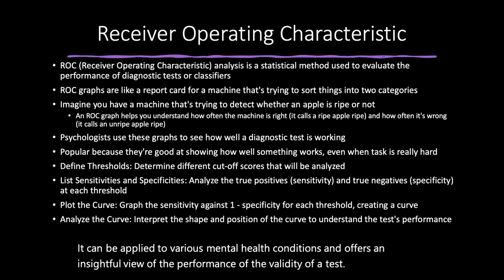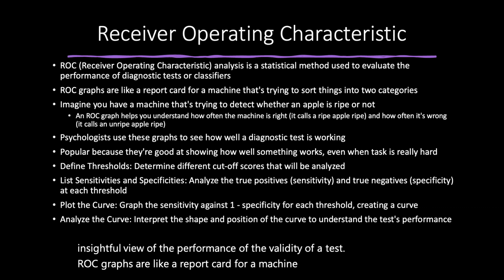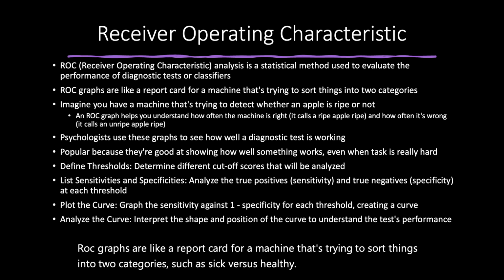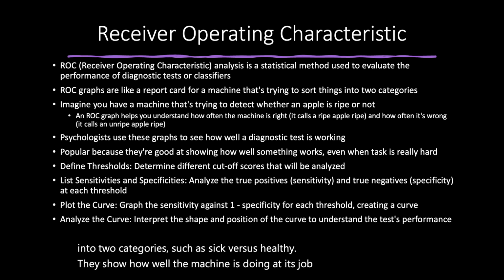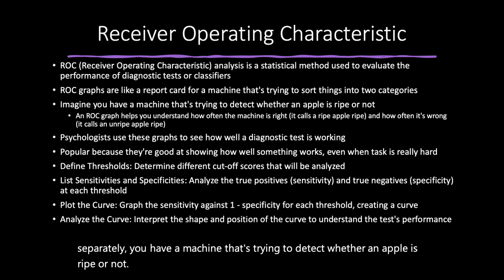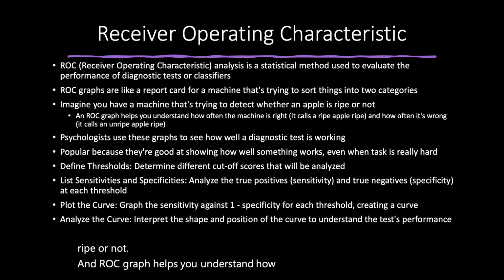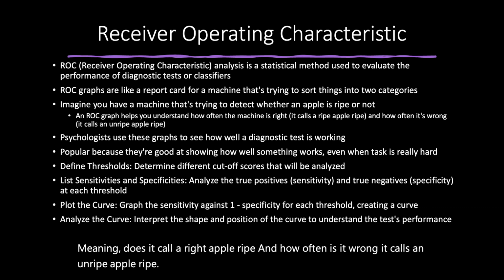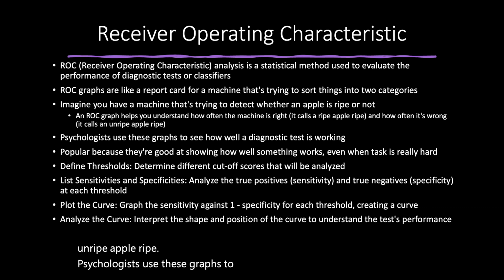ROC graphs are like a report card for a machine that's trying to sort things into two categories, such as sick versus healthy. They show how well the machine is doing at its job. So imagine, again, separately, you have a machine that's trying to detect whether an apple is ripe or not. An ROC graph helps you understand how often the machine is right, meaning does it call a ripe apple ripe, and how often is it wrong? It calls an unripe apple ripe. Psychologists use these graphs to see how well a diagnostic test is working.